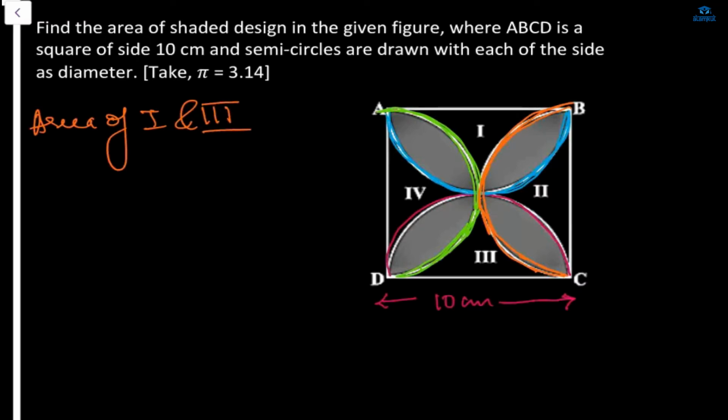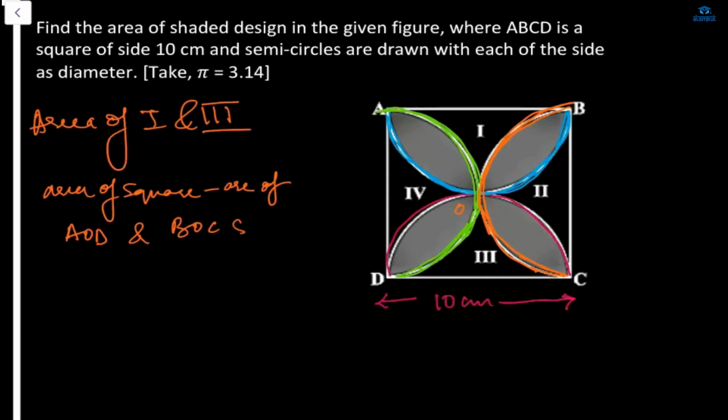Okay, why? See here, the area of first and second. How can you find out the area of first and second? In the complete square, you subtract the semicircles with green color and orange color. That's why I made 4 different colors. Semicircle with AOD and BOC, you can write here. So the area of first and second will be area of square minus area of the AOD and BOC semicircles.